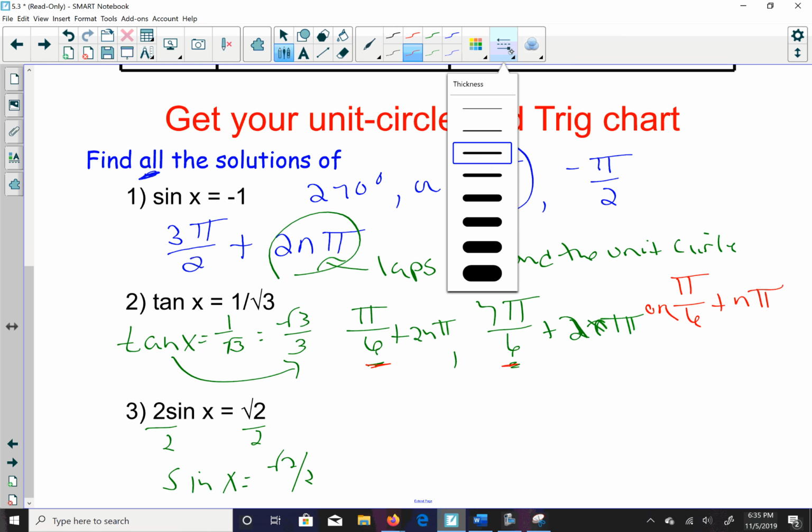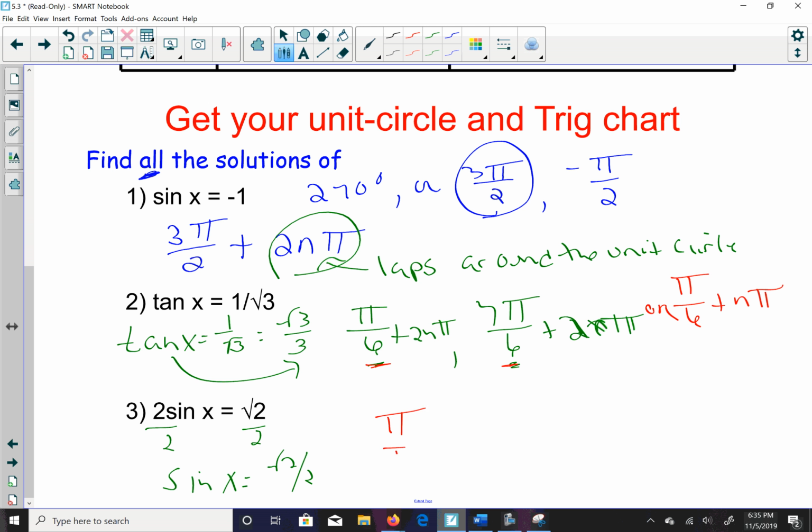Well, one place in the first quadrant would be pi over 4. And the next place that the sine is positive is in the second quadrant, and that would be 3 pi over 4. If I want to do all my solutions, I'm going to add those multiples of 2 pi. So plus 2n pi, and that gives me all my solutions.